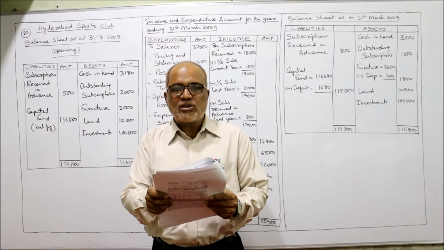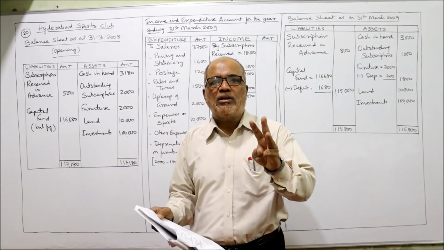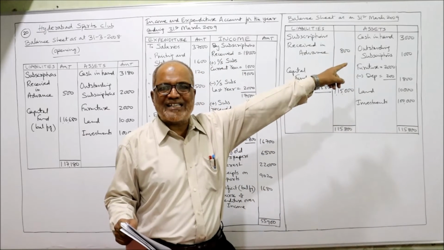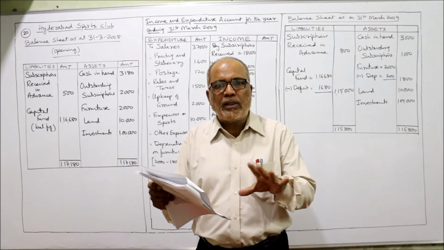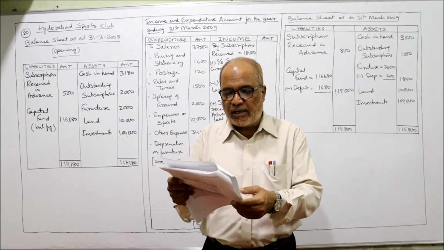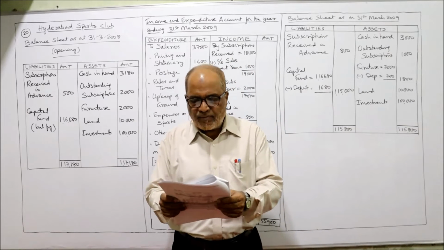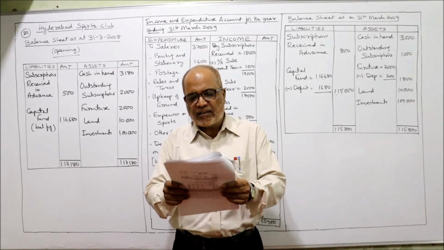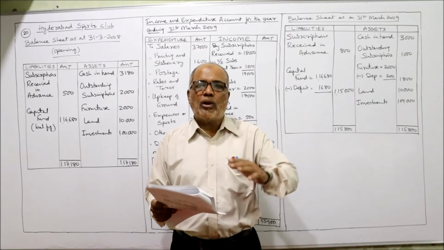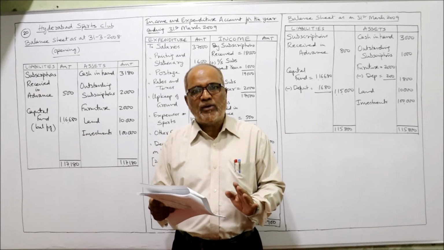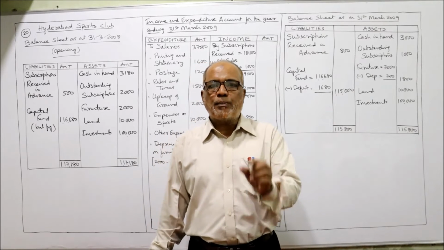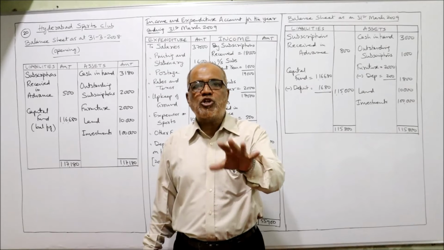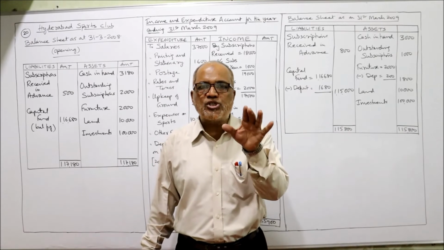Now the closing balance of cash, 3,000, will be taken on the cash in hand, assets side of the balance sheet. That's it. The receipts and payments account, all the items I have explained. Now additional information. As on 31st March 2008 and 31st March 2009, the last year and current year, both the values are given. Subscription in arrears means subscription outstanding, subscriptions due.